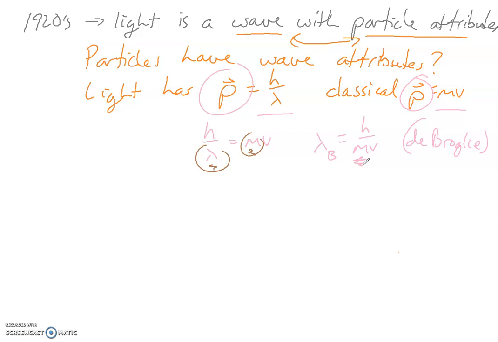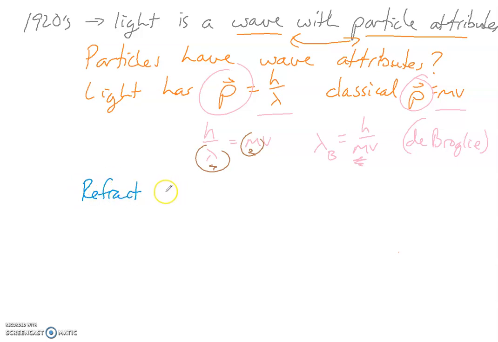But of course, this is the theoretical idea behind it. So what they wanted to know is, how could you actually test for this? How could you actually test to see if something with mass actually moves like it has a wavelength? Well, they came up with the idea of, could they actually take something and cause it to refract?